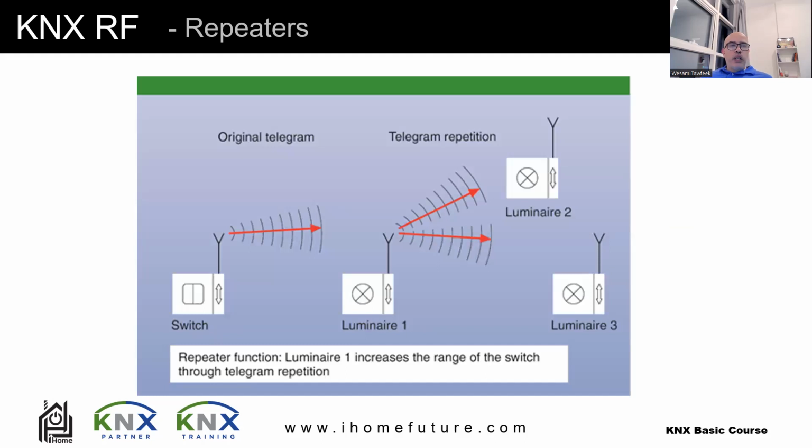Repeating: we said that the signal might have some attenuation, so I can use some kind of repeaters. Repeaters here are devices that are connected via the line, so they are mains-powered, not by battery, but powered by the line itself, like actuators. And I can have up to 2 repeaters in the KNX RF domain. On the line segment, we said we can have up to 3 repeaters. In here, I have up to 2 repeaters only.